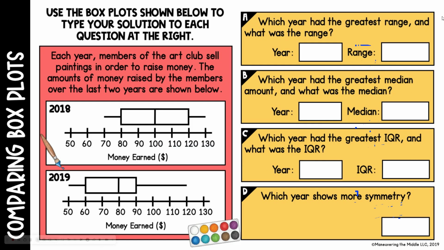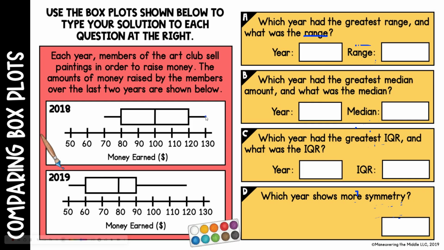Okay. Alright, so use the box plots shown below to type your solution to each question on the right. Each year, members of the art club sell paintings in order to raise money. The amounts of money raised by the members over the last 2 years are shown below. So, question A says, which year had the greatest range, and what was the range? So remember, range, that is the maximum minus the minimum.